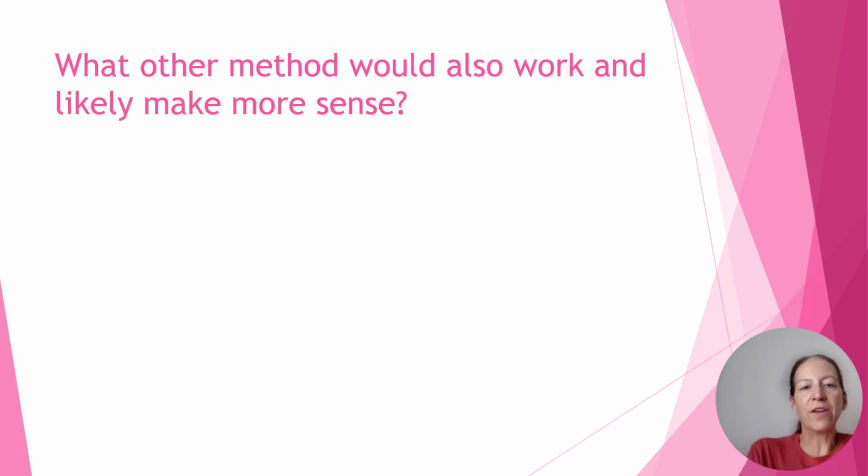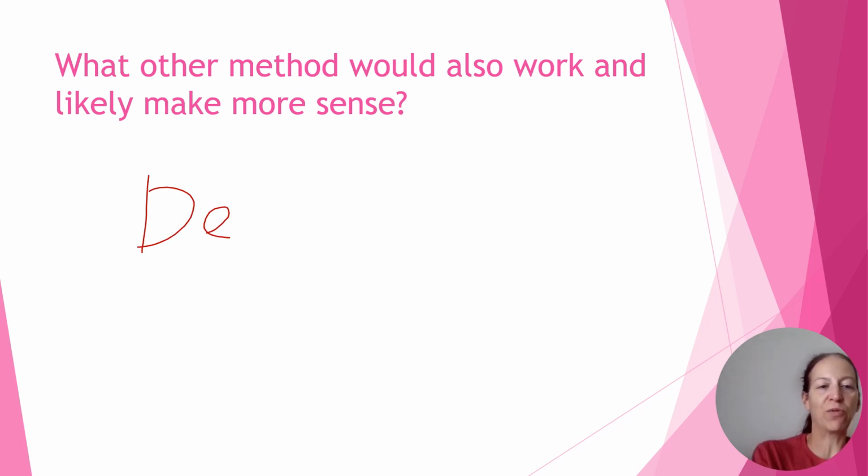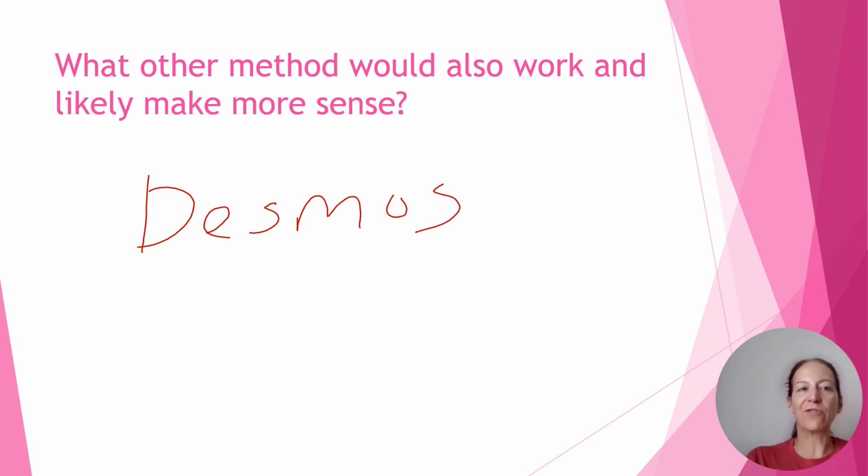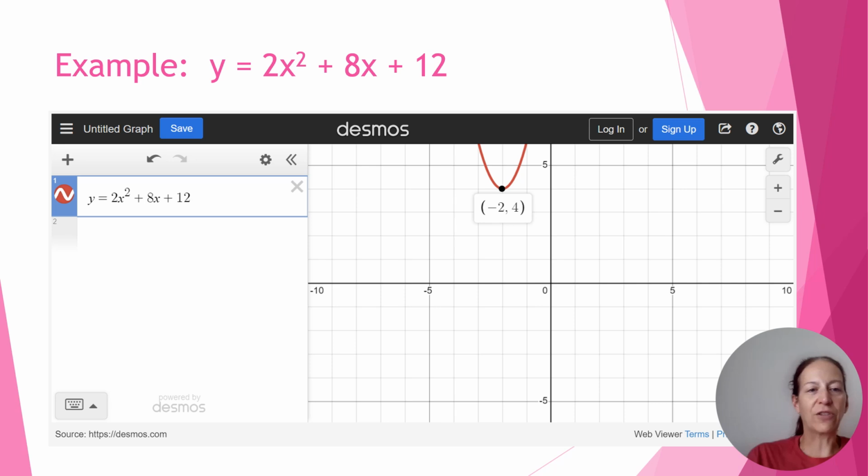So what other method would also work and likely make more sense? How else could you find that vertex so that you're not going to forget how to do it? I paused to give you time to think, and usually someone in the class will blurt out, I could find that vertex using Desmos. If I could plug that equation into a graphing utility, I would just have to look at the graph and I would be able to find the vertex. So let's just go through that.